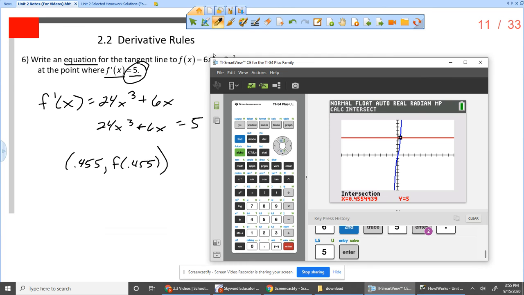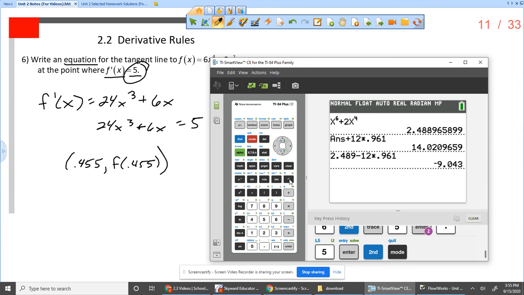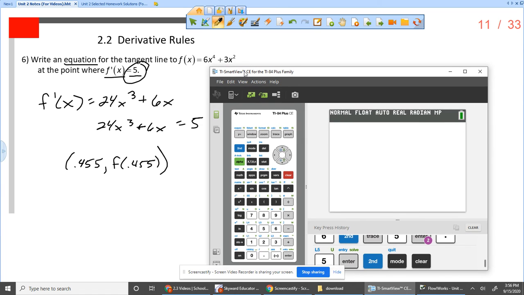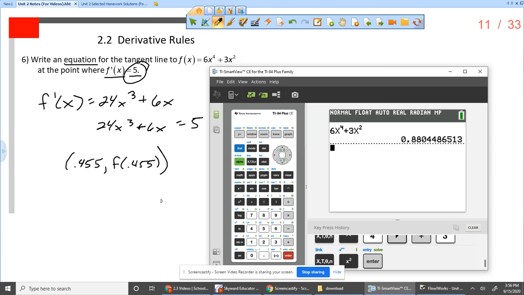All right, so I'm going to bring back my calculator, and now I'm going to go to my calculate screen. But before I do that, I make a note. X equals this number, right? So that is stored in X. So when I go out here and I type in the original equation, which is 6x to the 4th, it's actually going to calculate with that stored x value. So plus 3x squared. Now I'm actually calculating with that 0.455 that was stored.